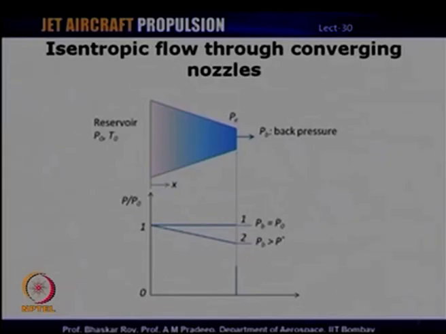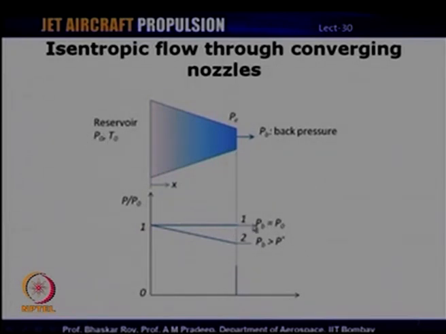We have decreased the back pressure now, but it is still greater than the critical pressure. Critical pressure is denoted by P star. Critical pressure denotes the pressure at which we get a sonic flow or choked flow at the exit of the nozzle. So, in the second instance we have Pb, which is greater than P star, but it is still less than the reservoir pressure. So, Pb is less than P naught, as you can see here.